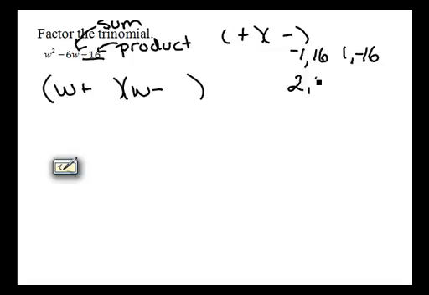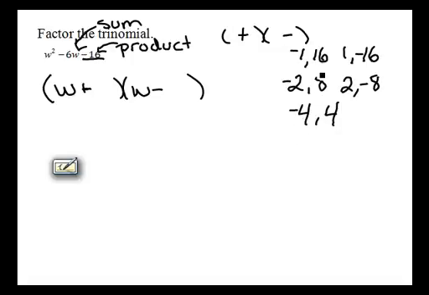So once again, because I want to multiply to a negative 16, it could be negative 2 and positive 8 or positive 2 and negative 8. And then the only other possible factors of 16 would be 4 and 4, where one of these would have to be positive and one of them would have to be negative.